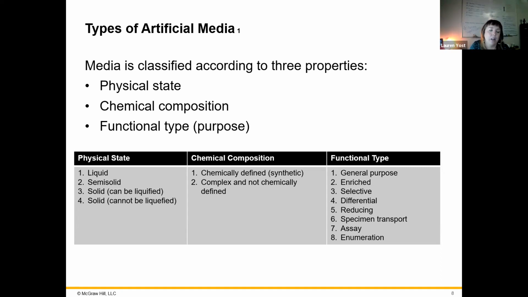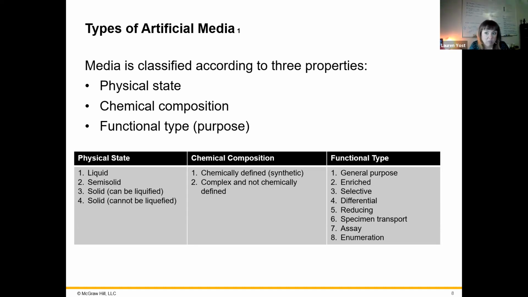There's different kinds of media that you can work with. We can classify them based on their physical state, their chemical composition, and their functional type. Be aware of these differences. The chemical composition is just referring to whether it's chemically defined or whether it's complex. So whether we know exactly what went into it and we added these amounts of things exactly, and we know what's in it, or if it's basic, like a brain heart infusion. So it's just some brain heart breakdown of powder. You don't know exactly what's in it, but you have an idea, but that's considered complex because we don't know.